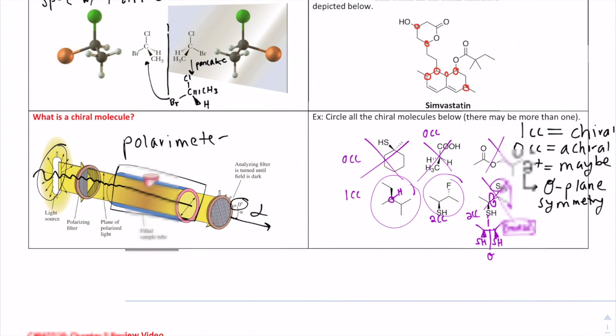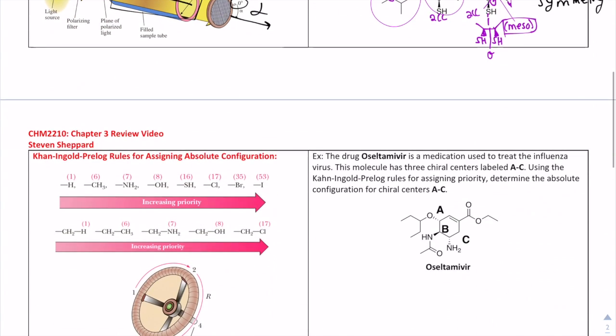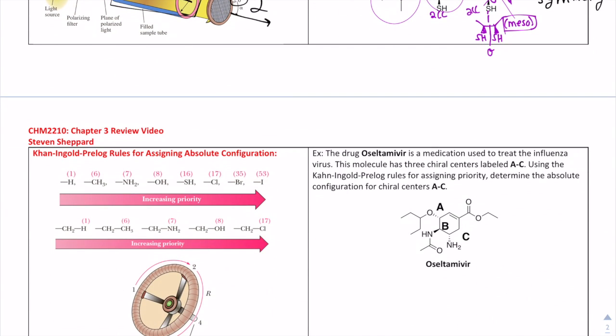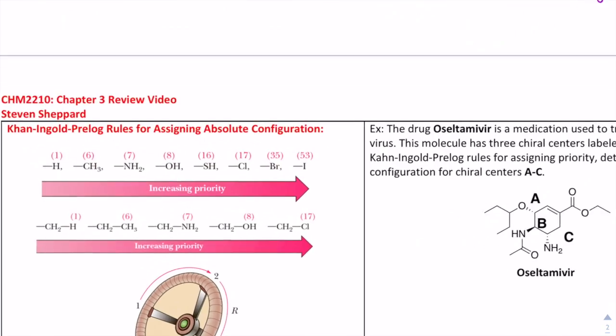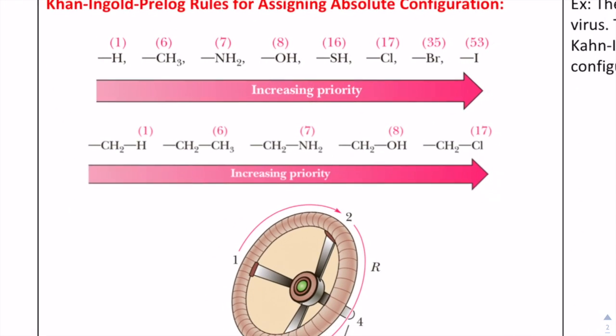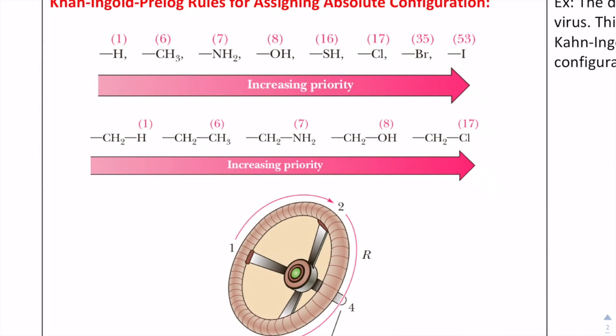Okay, so that kind of talks about chirality, and now let's assign specific rules to identifying different types of chiral centers. We're going to use something called the Cahn-Ingold-Prelog rules for assigning absolute configuration. I know it sounds a little daunting, but it's not that bad. So you can see this is a snapshot from your book. As we're going from left to right, we can see that we're increasing priority, and that's denoted by that arrow.